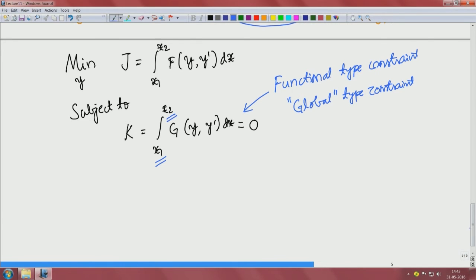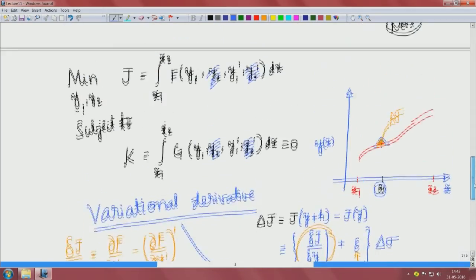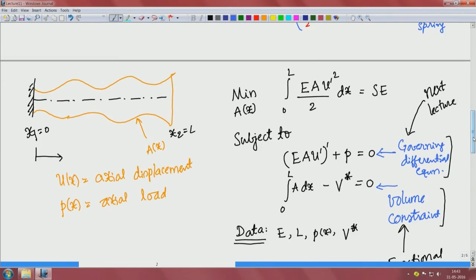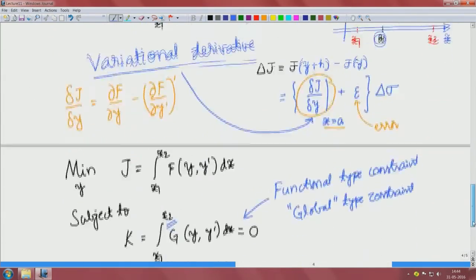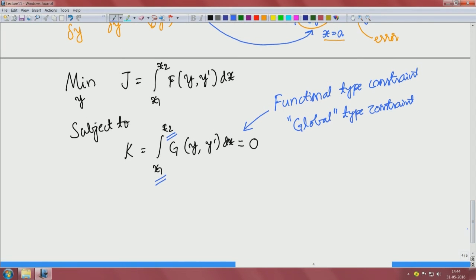because in our bar optimization problem, let us go back and look at it. When we wrote the bar optimization problem, we have this which is a global constraint, whereas this is a governing differential equation which should be true for all values of x in the domain x1 to x2. That is a local constraint, locally it should be valid, whereas a volume constraint such as the one we have here is a global constraint that pertains to the entire domain from 0 to L. Okay. So, now let us look at a global type constraint.